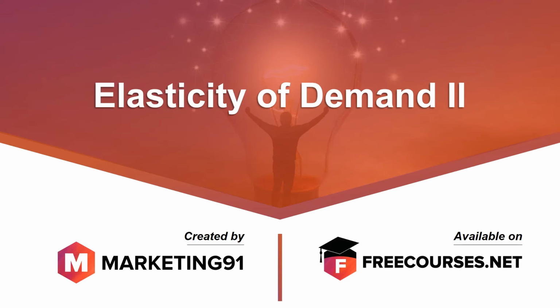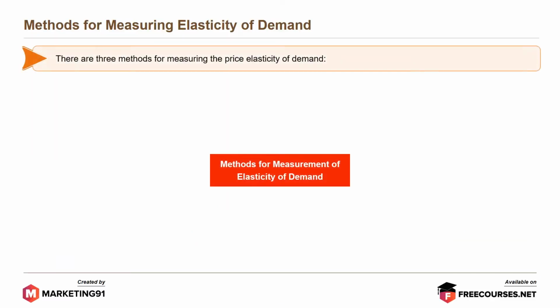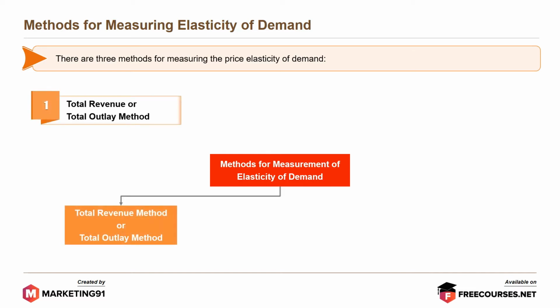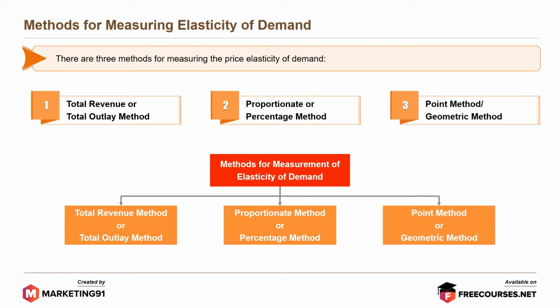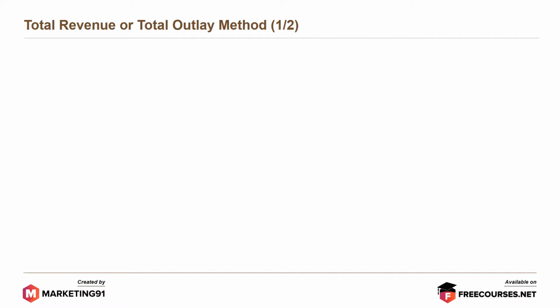In this video, we are going to cover the topic on elasticity of demand part 2. Let's look at the methods for measuring elasticity of demand. There are three methods. First, total revenue or total outlay method. Second, proportionate or percentage method. Third, point method or geometric method. Let's look at each one of them briefly, starting with total revenue or total outlay method.